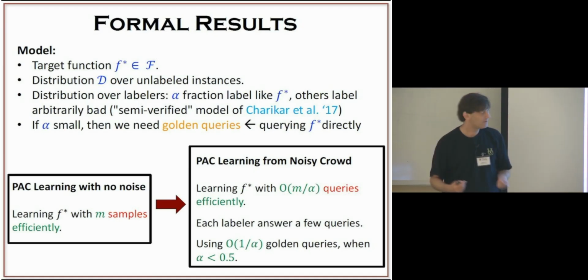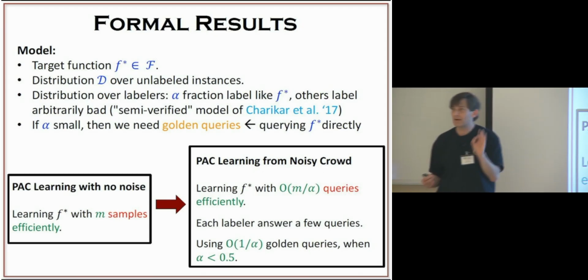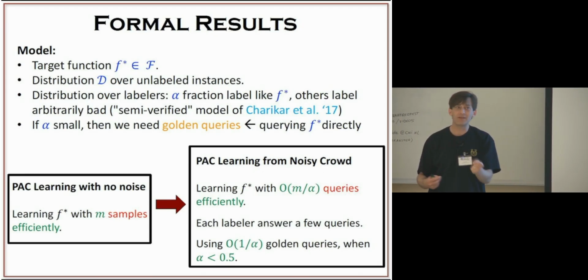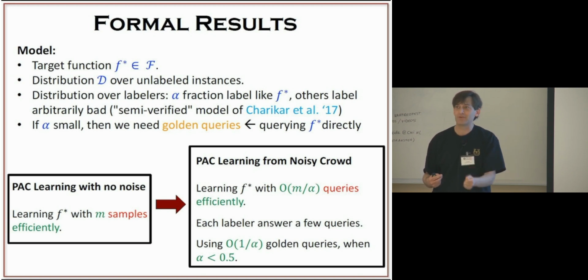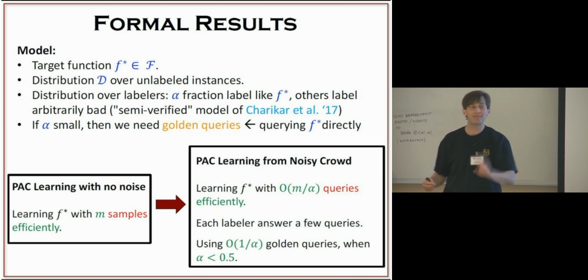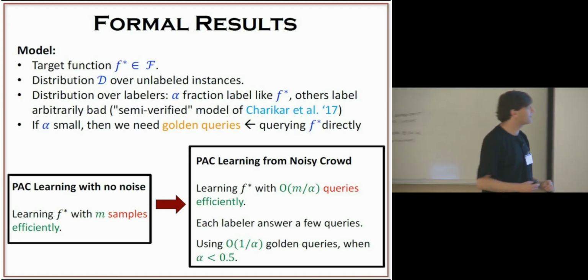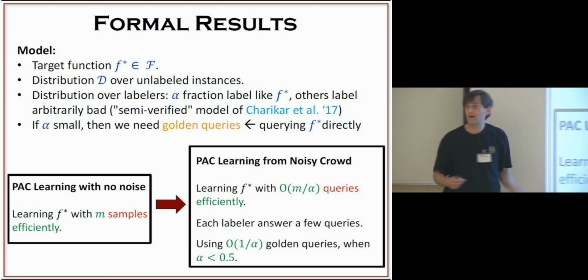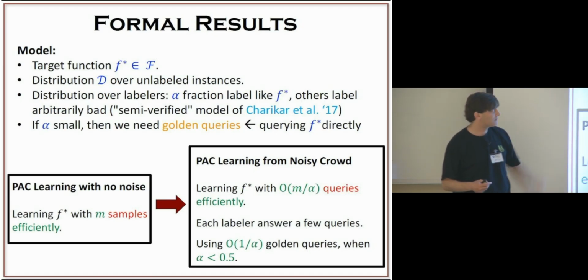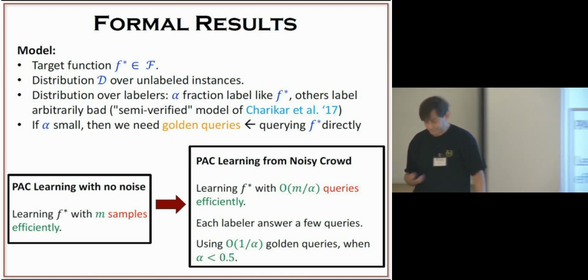But what we can do is, if we get a small constant number of what we call golden queries, so we're allowed to give an object to someone who really knows the answer. We have someone who knows, sitting over on the hill, but we can only ask them like 3 questions, a constant number of questions. Then we can solve this problem. This is called the semi-verified learning model, in a recent paper of Charikar et al.